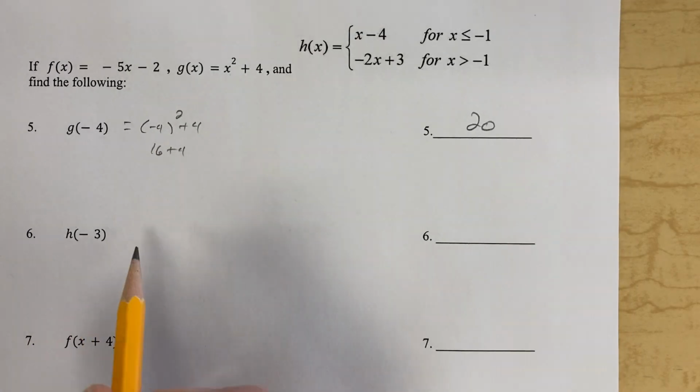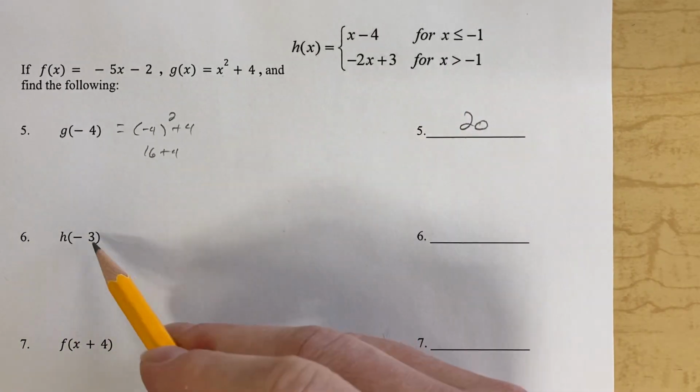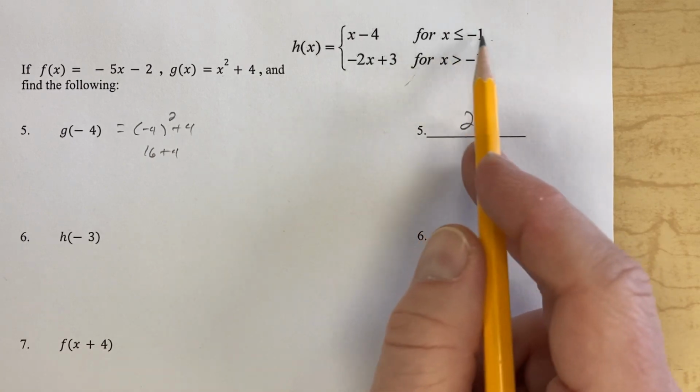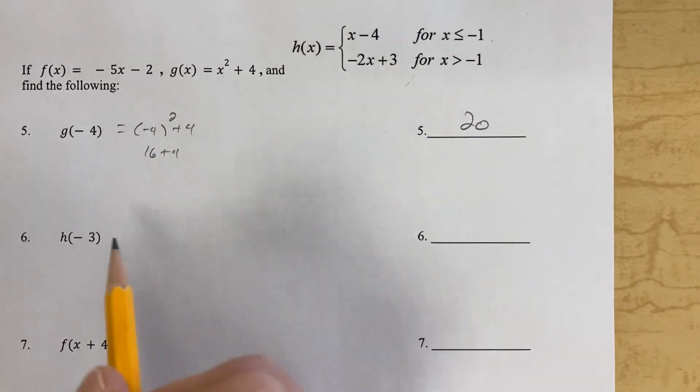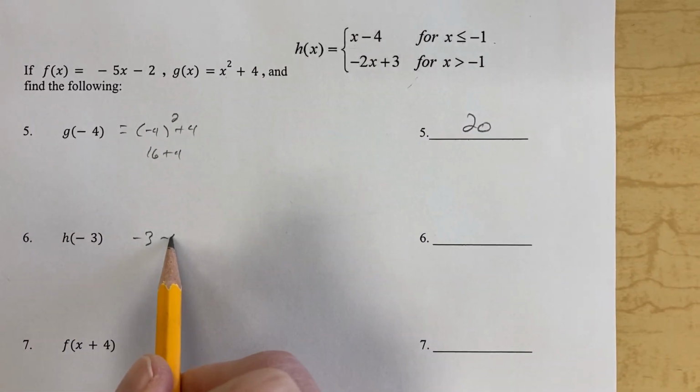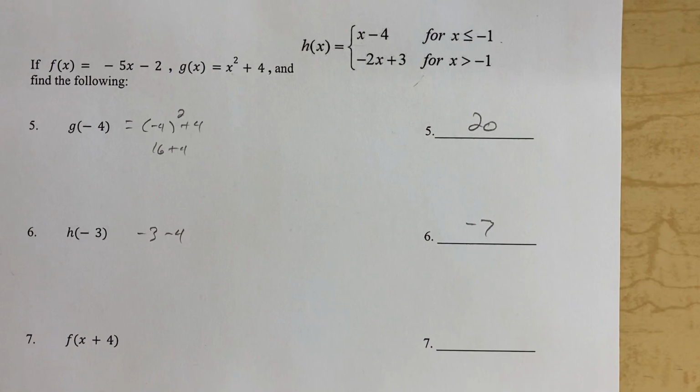For h of negative 3, I go here. Now, because it's negative 3, I have to find the one that works for that. Negative 3 is less than negative 1, so I'm going to use the top line here. So I'm going to use x minus 4. We'll put negative 3 in there. We'll go negative 3 minus 4, which is negative 7.